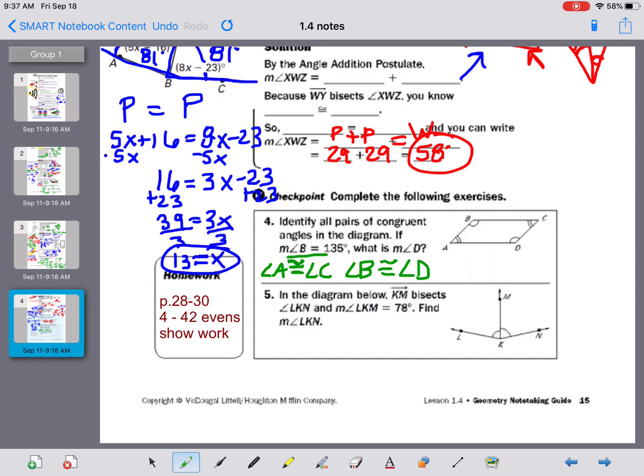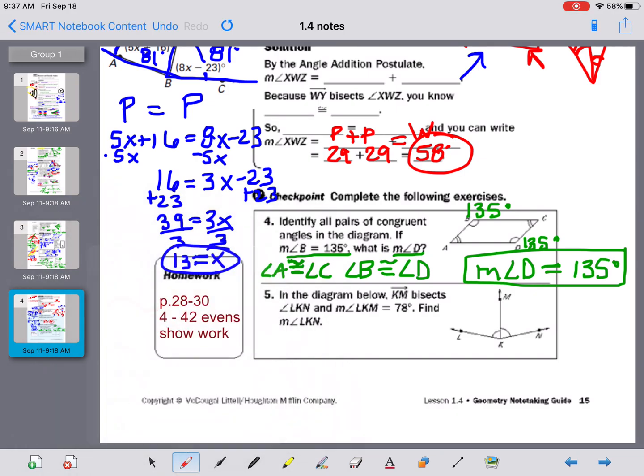Now, it tells me the measure of B is 135. So what is the measure of D? Because I put this M out front, I'm finding a number, and it's now equal, not congruent. And if B is 135, D also has to be 135 because they have the same markings, or same arc marks.